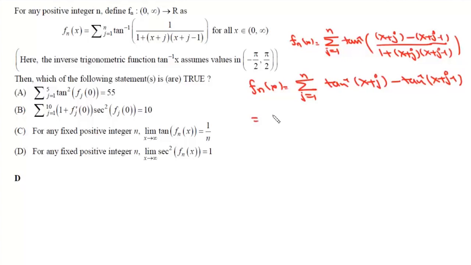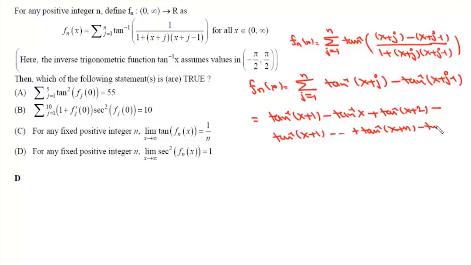Now if we put j as 1, it will be this tan⁻¹(x + 1) − tan⁻¹x, plus if we put j as 2, it will be tan⁻¹(x + 2) − tan⁻¹(x + 1), and will continue up to tan⁻¹(x + n) − tan⁻¹(x + n − 1). Now here in this case, tan⁻¹(x + 1) will cancel. So all these terms, they'll keep getting cancelled. So we'll have this term, and in the end we'll also have this term.